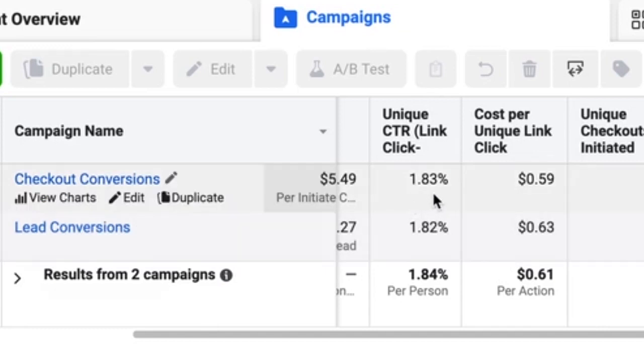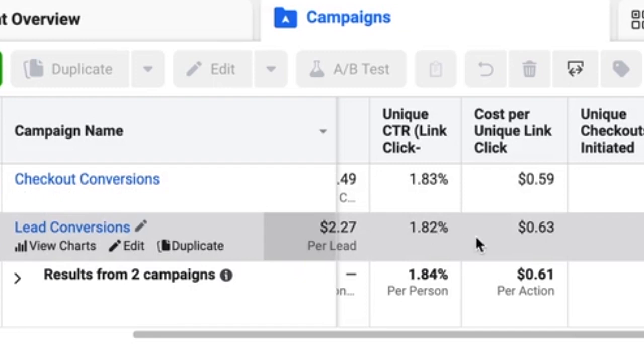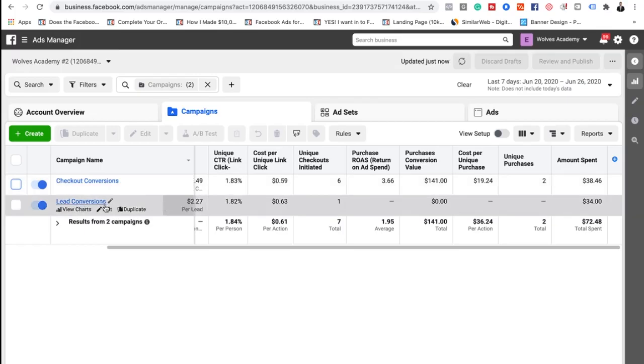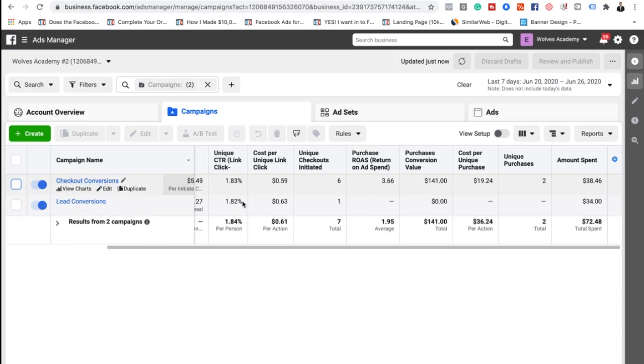The click-through rate is pretty similar, 1.83%, 1.84%. But if you notice, the big difference is the actual campaign, right? Checkout conversions, lead conversions. So basically Facebook is going to optimize your ads for the actual conversions you're looking for. So while this one's optimizing for leads, this one's optimizing for checkouts. So that's why this one has more checkouts, I'm assuming, right?